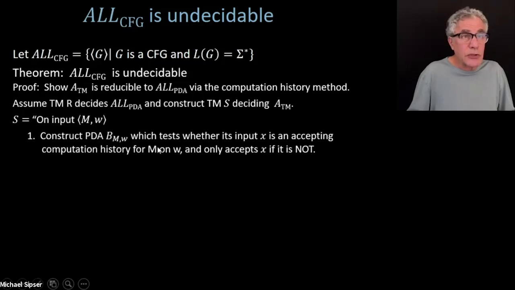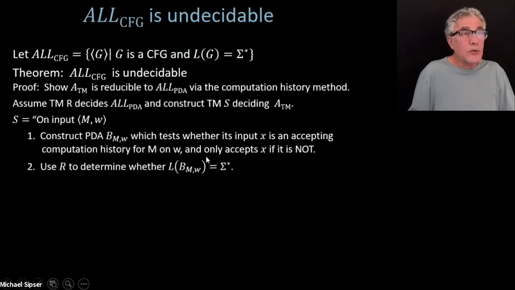So this push-down automaton is going to reject its input if it's an accepting computation history for M on W. Otherwise, it will accept. So you can think of this PDA as accepting all the junk. It just doesn't accept the good stuff, the accepting computation history. It's accepting all the things which fail to be an accepting computation history.